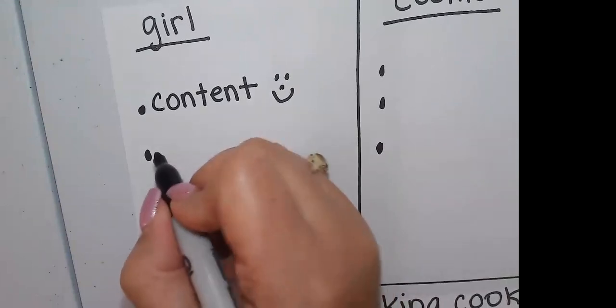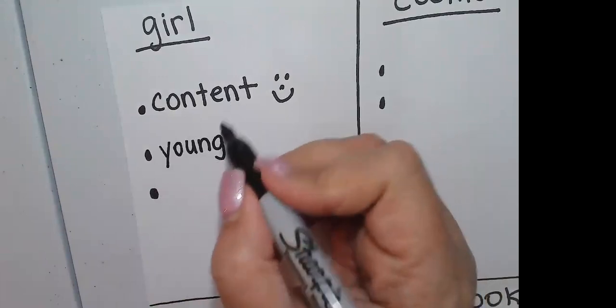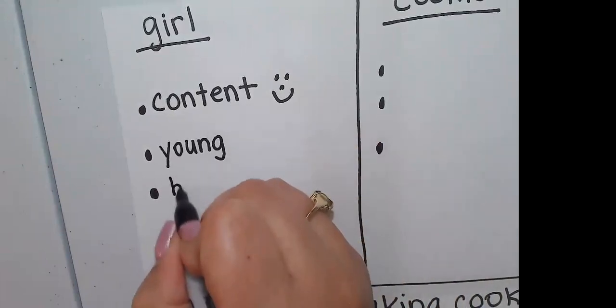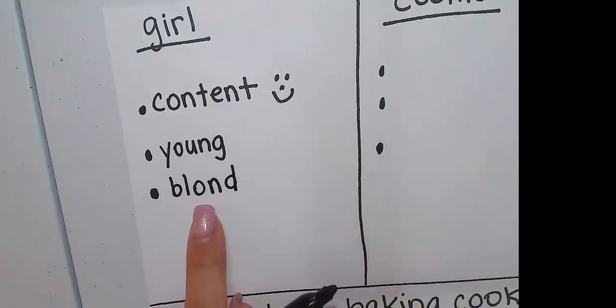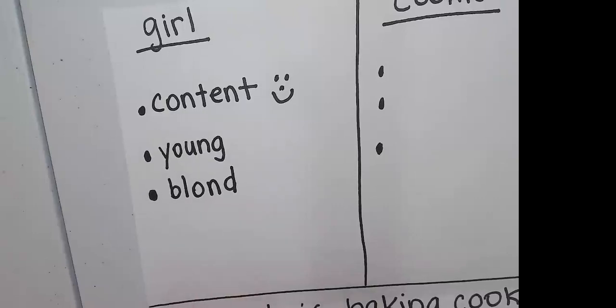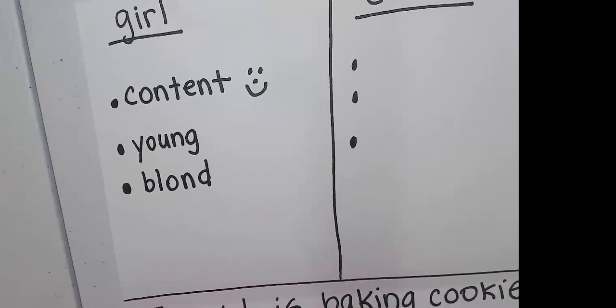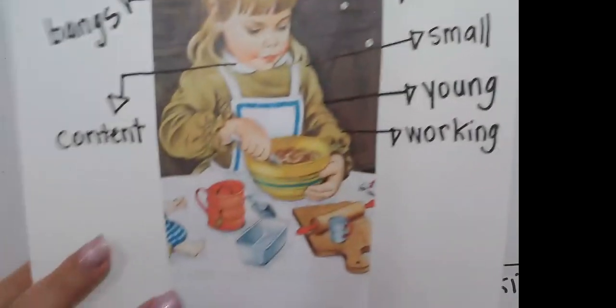I'm going to put that she's young. And I'm going to put that she is blonde. Blonde is a good word. So basically blonde means yellow hair or light hair, okay? Blonde hair. Excellent.